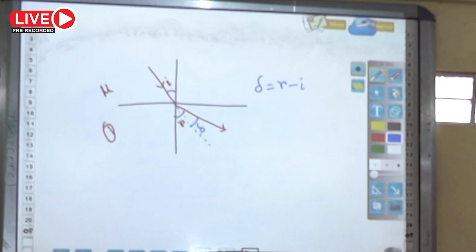Two options have R and C. Option A is 1 kilo ohm, 10 microfarad. Another option is also there: 1 kilo ohm, 1 microfarad. Then you have to calculate.